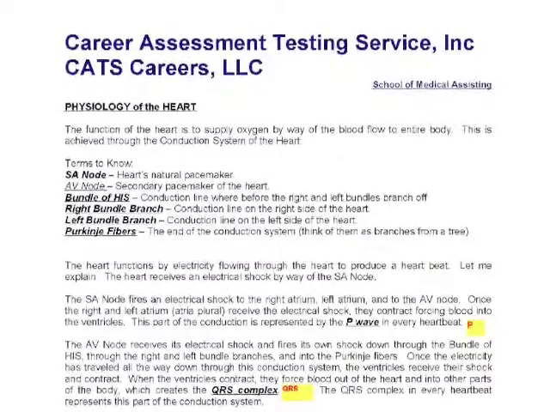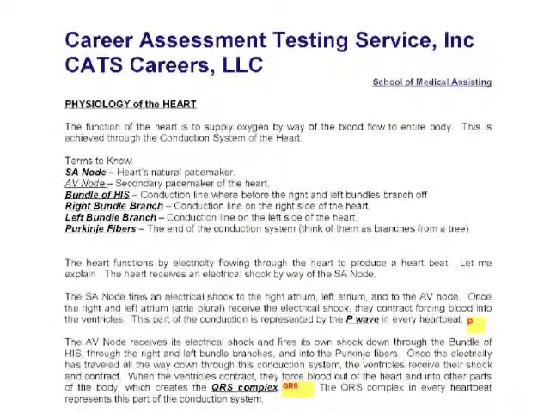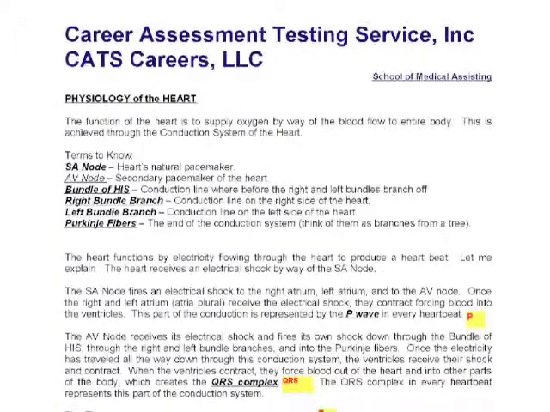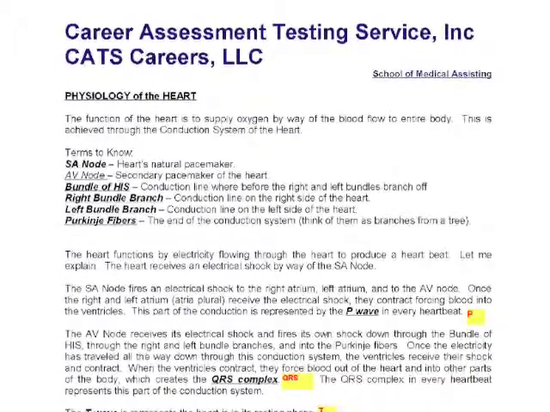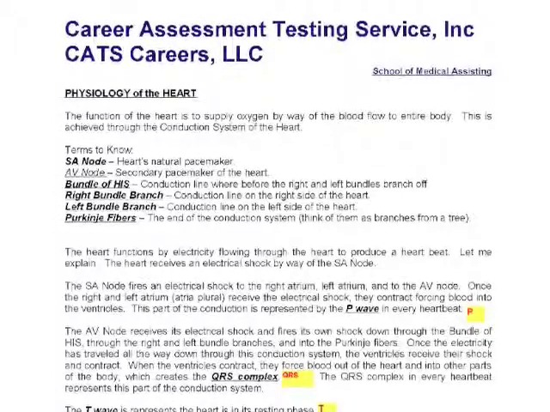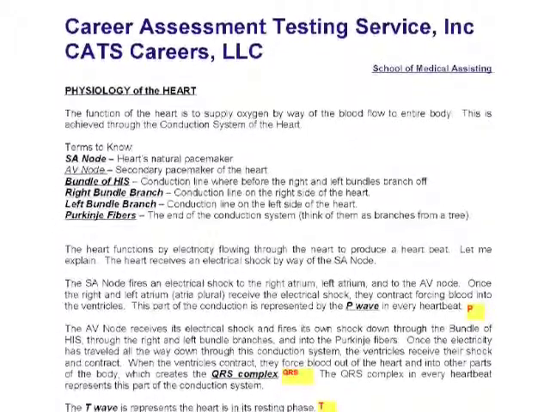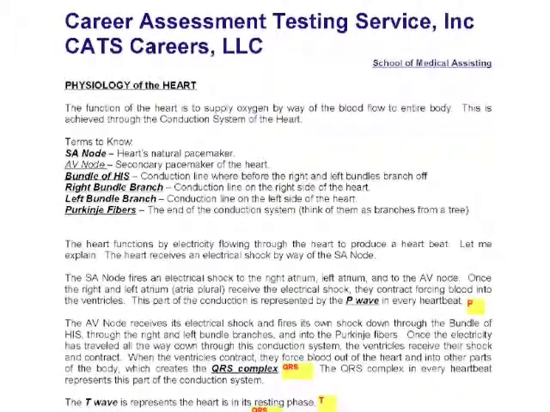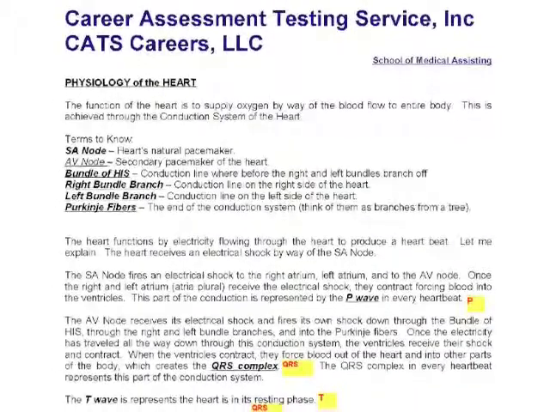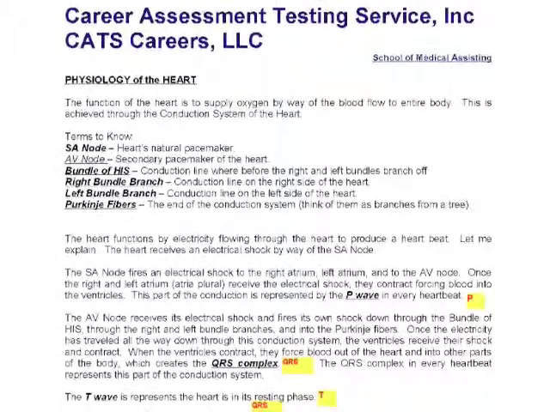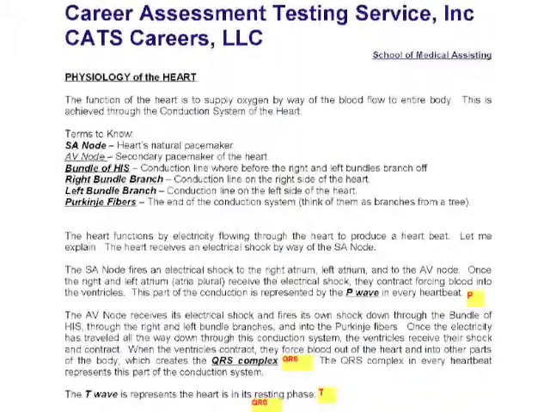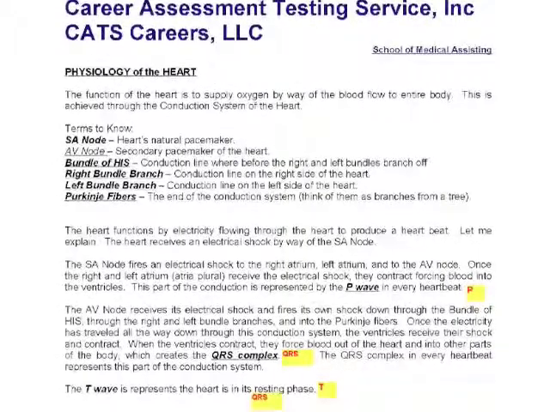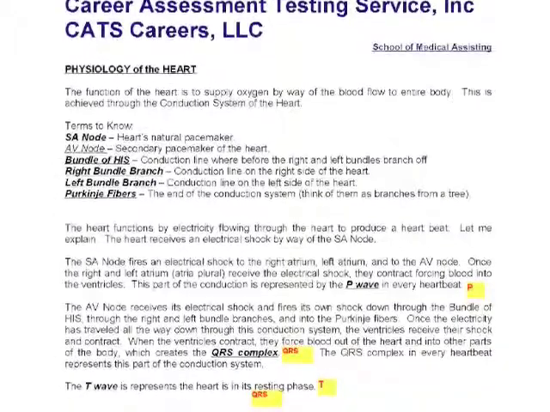Physiology of the heart. The function of the heart is to supply oxygen by way of the blood flow to the entire body, and this is achieved through the conduction system of the heart. Terms to know. The SA node is the heart's natural pacemaker. The AV node is the secondary pacemaker of the heart. The bundle of His is the conduction line before it branches off to the right and left bundle branches. The bundle branches, you have your right and your left side. Purkinje fibers are the end of the conduction system, which are called the roots.